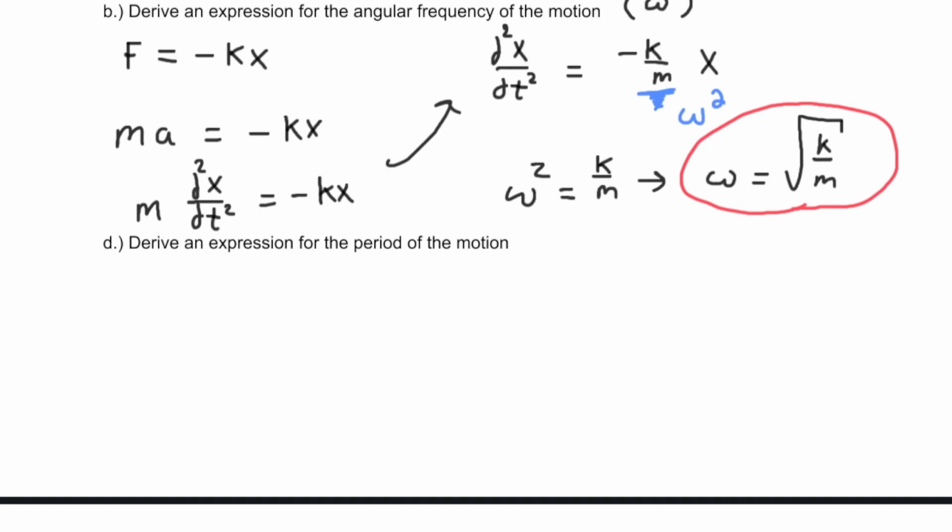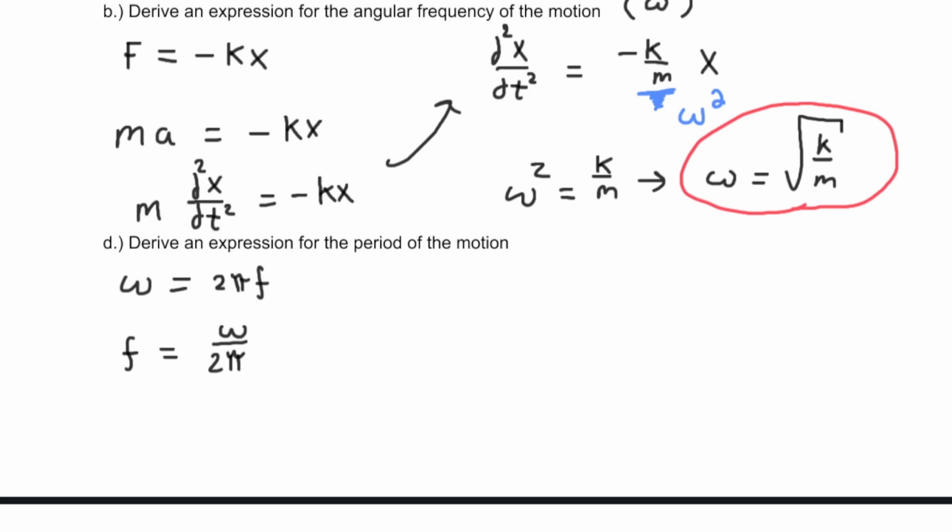Derive an expression for the period of the motion. So we're actually done with the analysis of it with forces, things in that realm. We just need to figure out how to convert angular frequency to period. So angular frequency is how quickly you're going around a circle, how many radians per second. So omega is defined as 2 pi f. So the frequency of the motion, meaning how many revs per second you're doing, is omega divided by 2 pi.